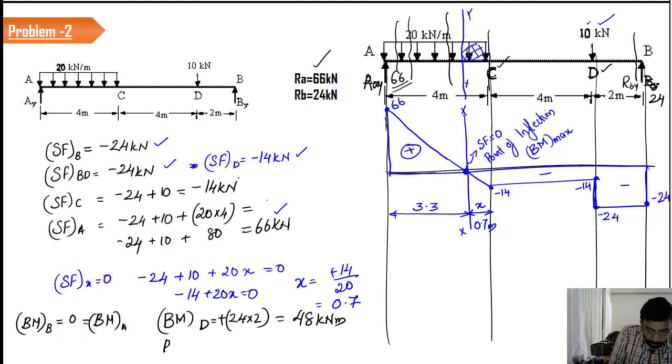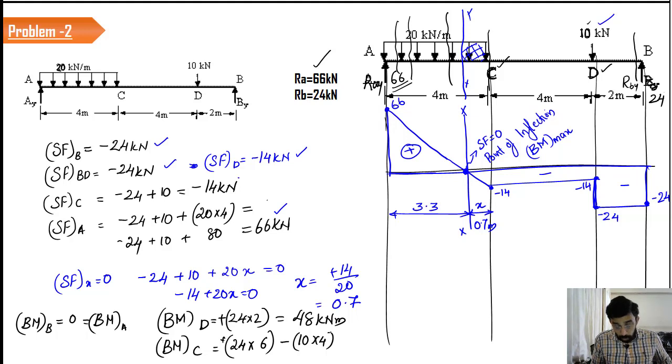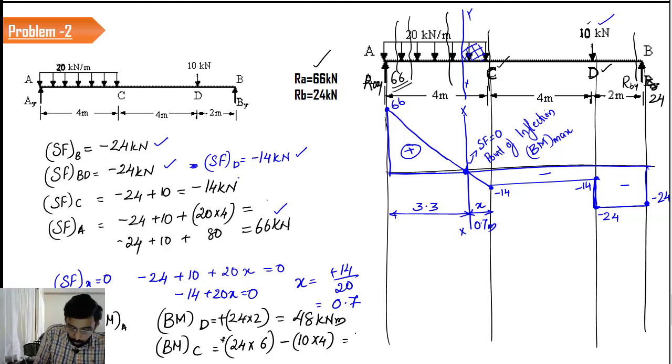Now we will calculate the bending moment at C. The value is equal to what? 24 into 6, positive, and minus 10 into 4, because 10 into 4 is going to create a hogging effect. So the value is going to be 104 kilonewton meter.